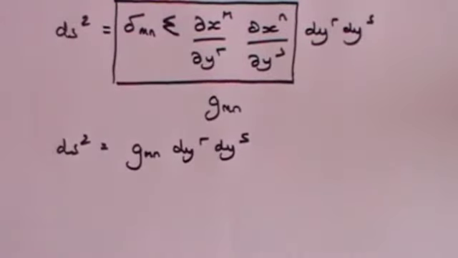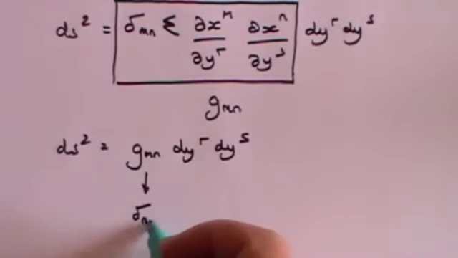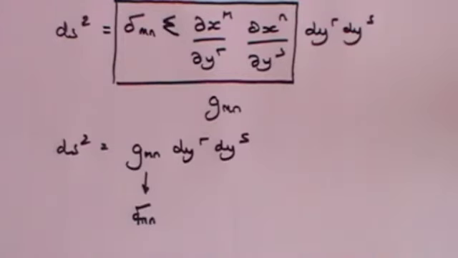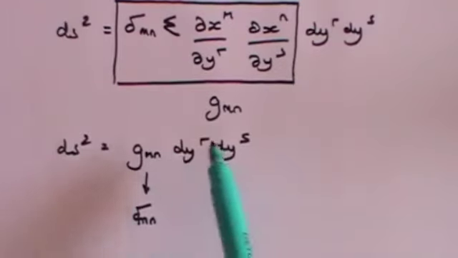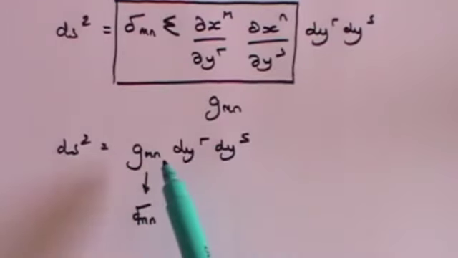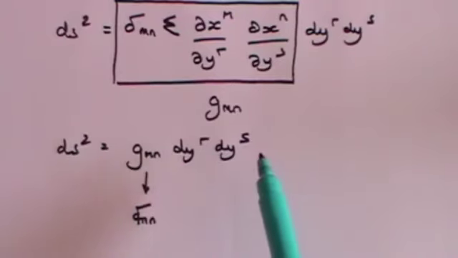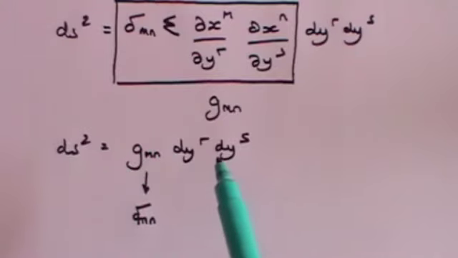For flat space, it's pretty obvious that gmn is simply going to reduce to the Kronecker delta term. That should be delta mn. So it will be 1 when r equals s, and it will be 0 when r doesn't equal s. So for flat space, the metric tensor will either be 1 or 0, depending on whether r equals s or not. But here's the rub.